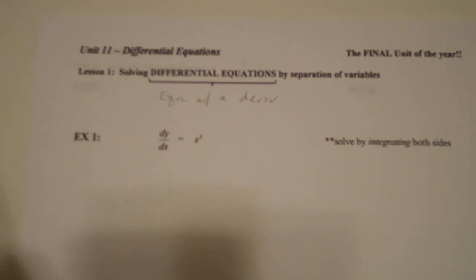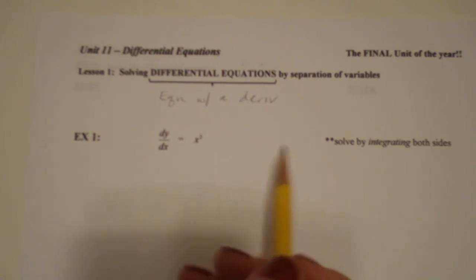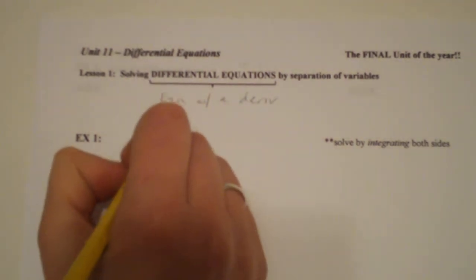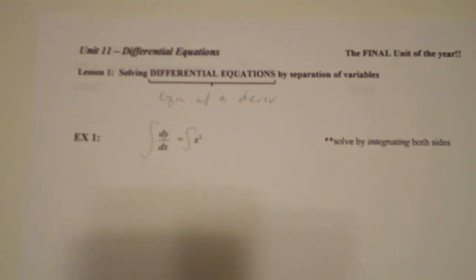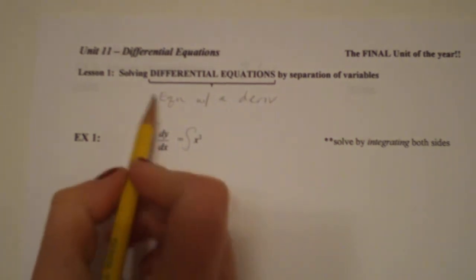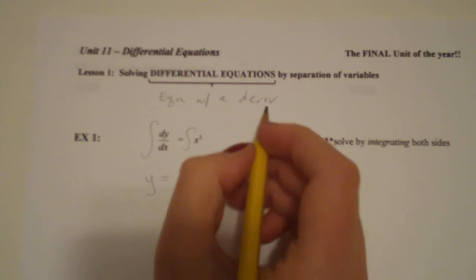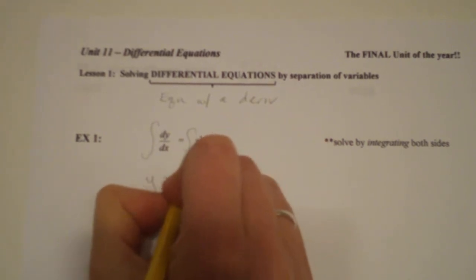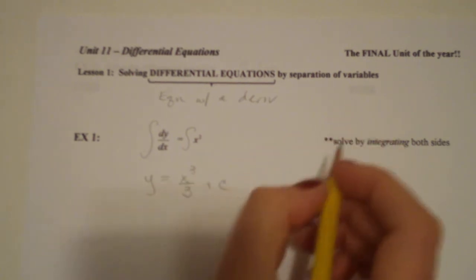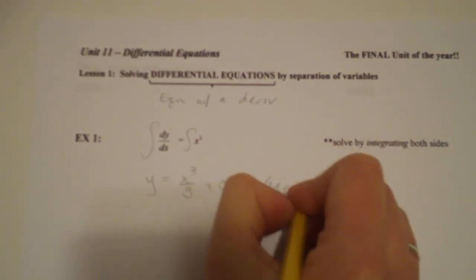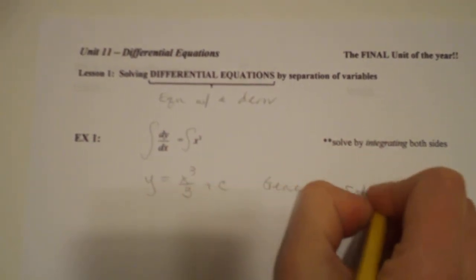If I want to solve the differential equation, I'm trying to find what y is. What was the original equation? So I solve by integrating both sides. So that's what I'm going to do. I'm going to integrate both sides of my equation. When I integrate dy/dx, I get y equals, and then I get x to the third over 3 plus c. Now what this is called is your general solution.